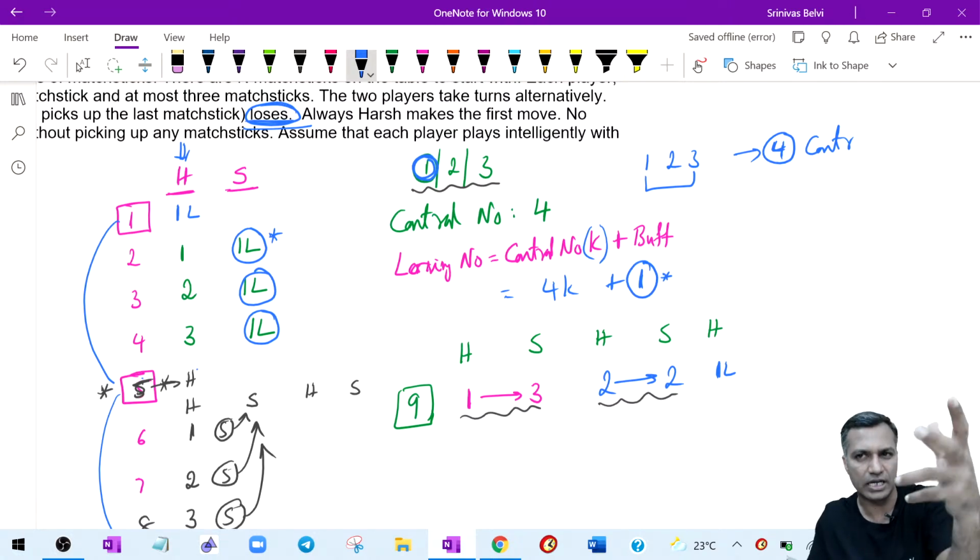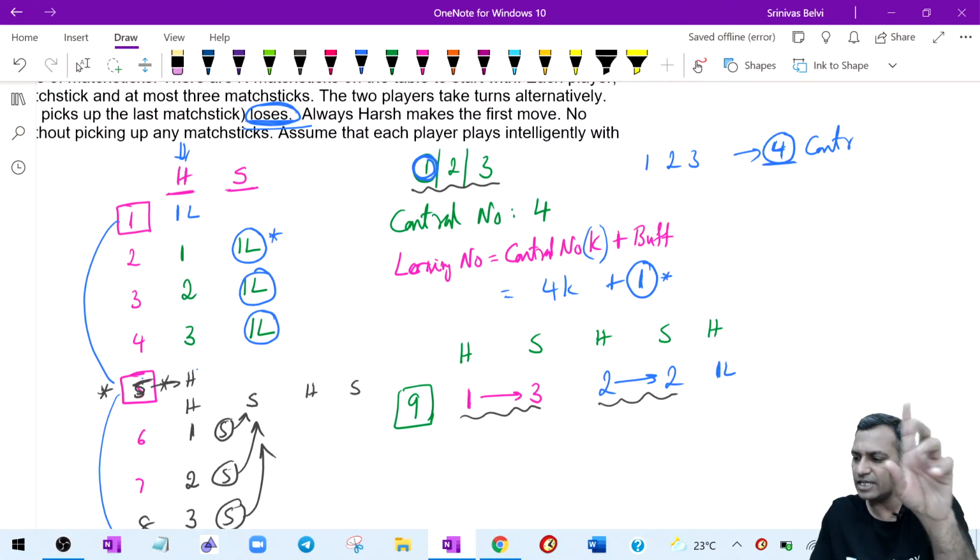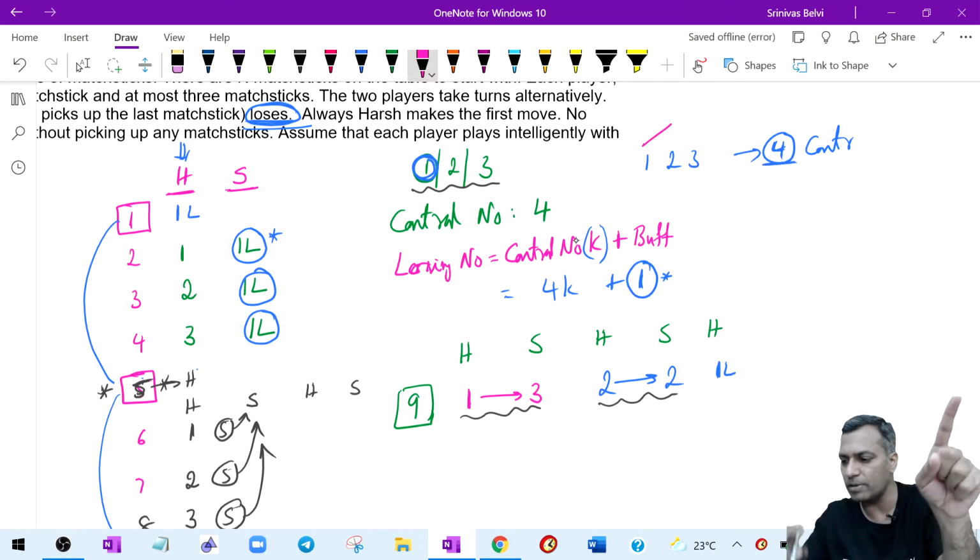So just add the boundary conditions. That is one of the mnemonics. It's not a foolproof method, just one of the ways to understand this. Just add the boundary conditions and say that probably 4 can be the control number. Then do a domain check, which means check whether the complement exists or not. What do you mean by complement? 1 plus something should become 4. Yes, 3 is there. So 2 plus something exists, right?